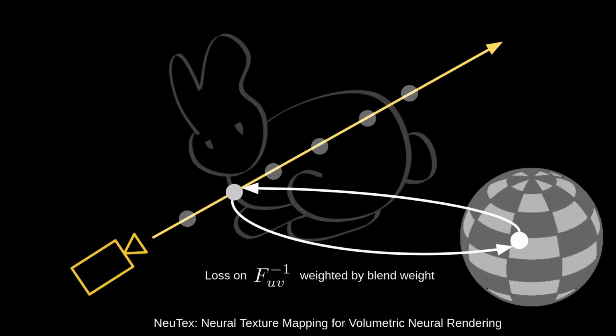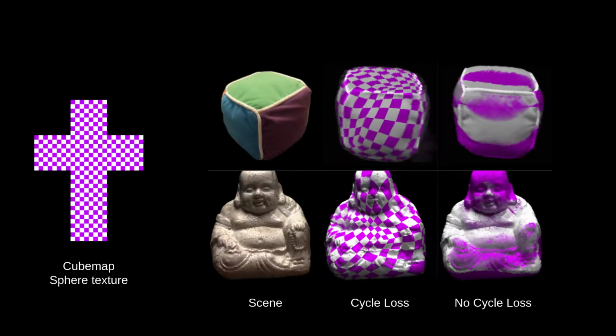Now, we can supervise the UV networks with a cycle loss on the 3D points before and after applying the cycle map. The loss is weighted by the ray marching blend weight. Our experiments show this cycle loss can help recover a uniform and meaningful UV space.